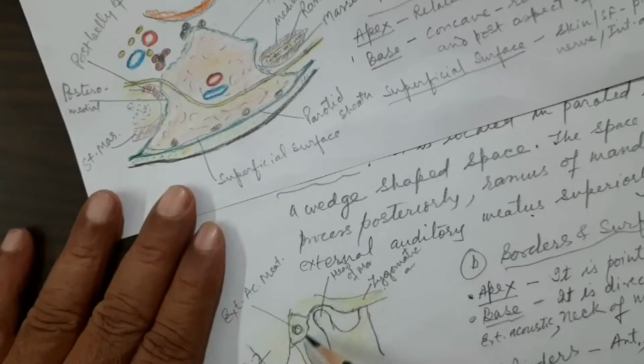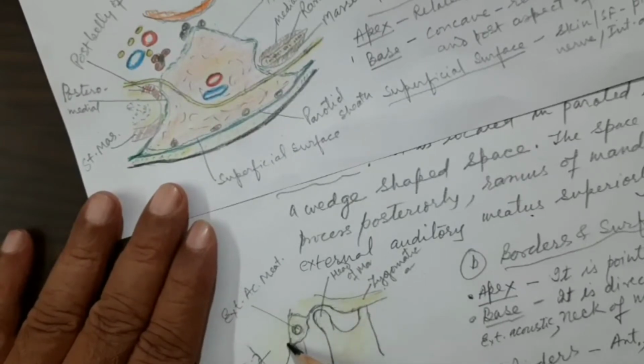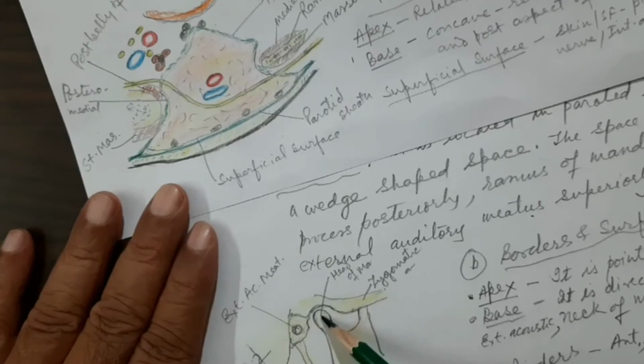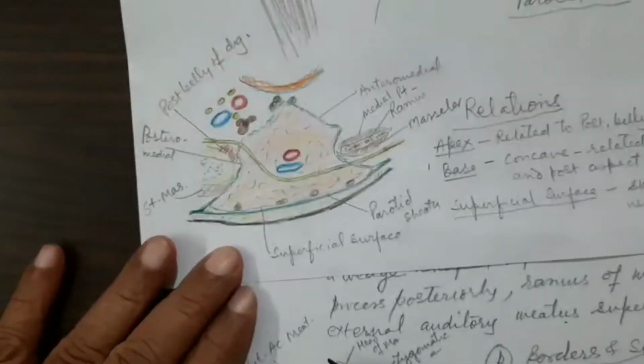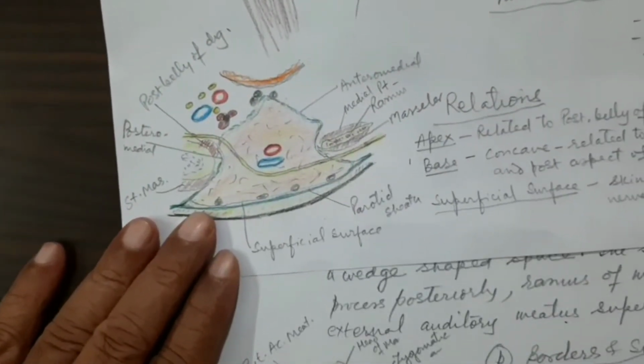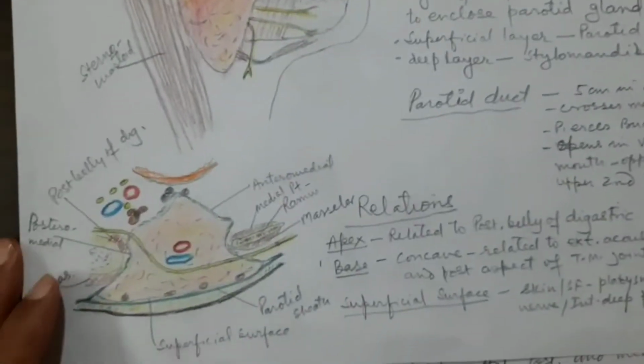Let me show you here. Yes, in this diagram, I will show you that the base is related to the external acoustic meatus, the margin of the tympanic membrane, and the head of the mandible, where the mandibular fossa is, okay, and the posterior aspect of the TM joint. So here is the location of the base, okay, base.